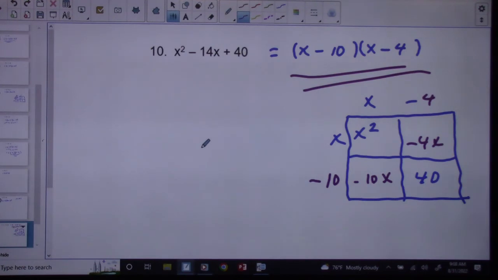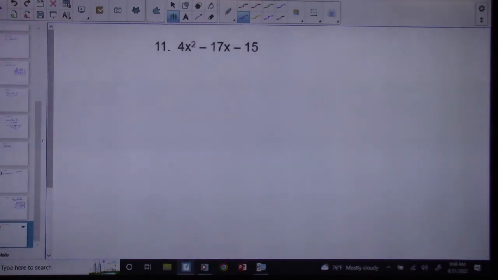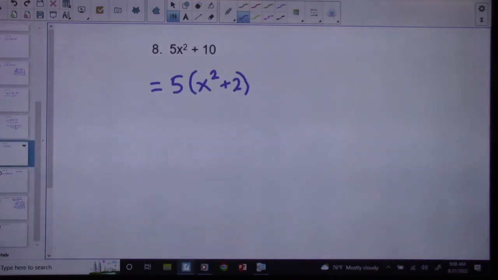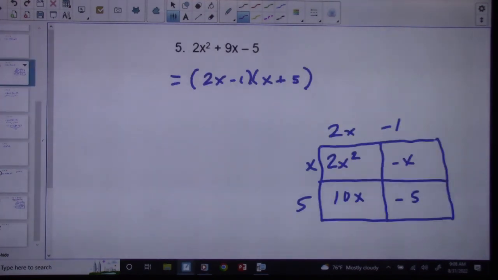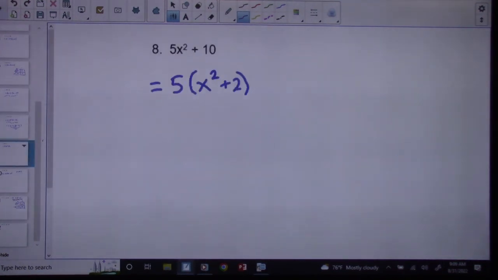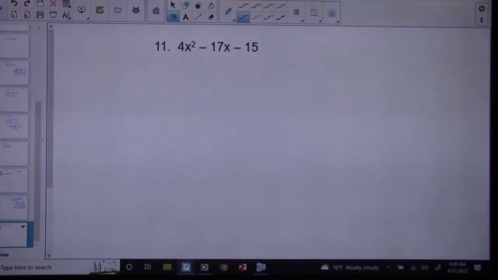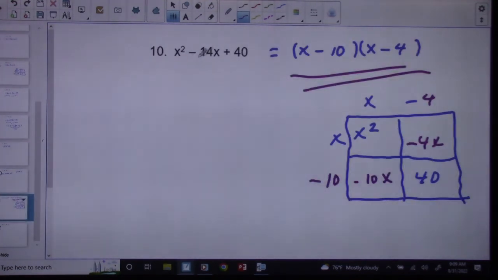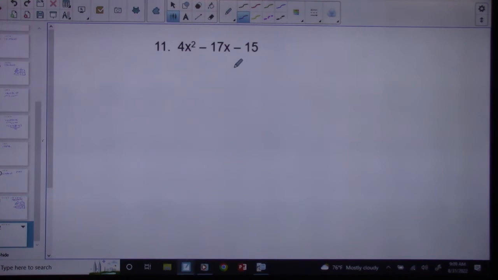Okay, the last one here is number 11. And number 11 has some more complexity to it. I kind of saved the most complex for last. But it's going to be similar in a way to number 5. I mean, most of the factoring ones we're going to do are going to be pretty easy ones, like number 10 and stuff like that. But some of them are going to have some complexity.